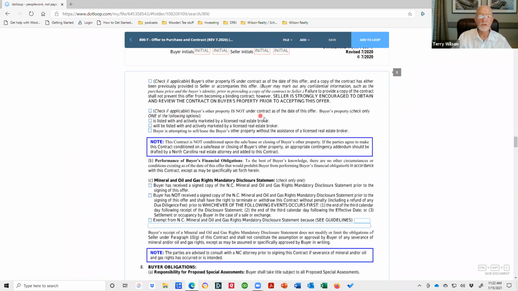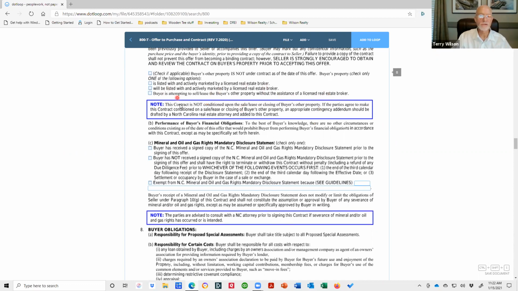Buyer's other property is not under contract. Buyer's property is listed with a real estate agent. Buyer's property will be listed with a real estate agent, or the buyer is attempting to do a for sale by owner. But this contract is not contingent upon the buyer selling their other property. It's not contingent on them. It's just telling the seller, I have another property I have to sell.